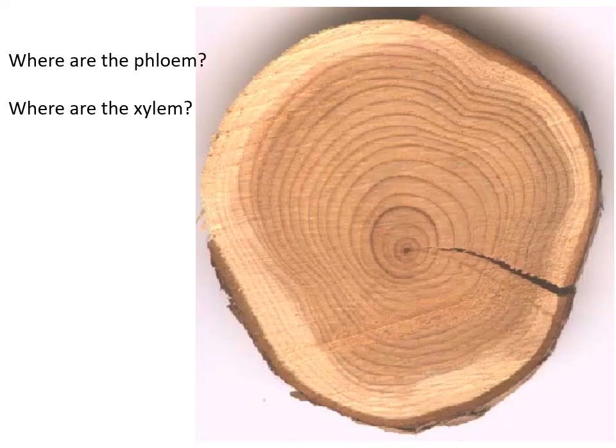So if I'm looking at a nice piece of maple, where are the phloem? Where are the xylem? So think about that, right? The wood, this is all xylem. Out here, this is bark. So where is the xylem?